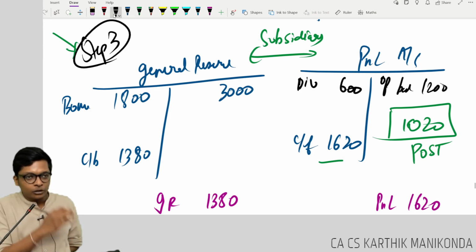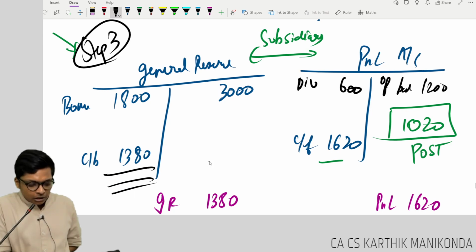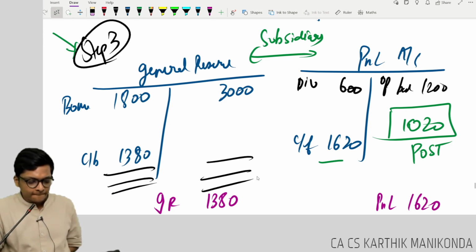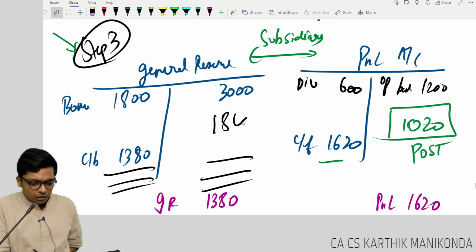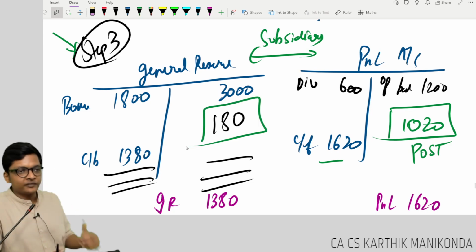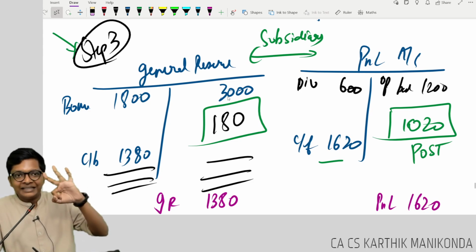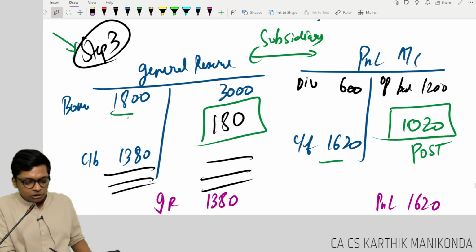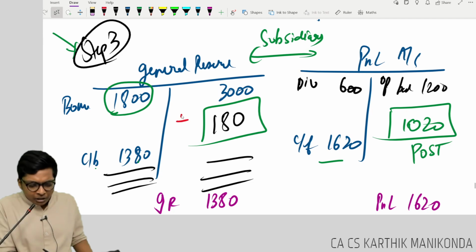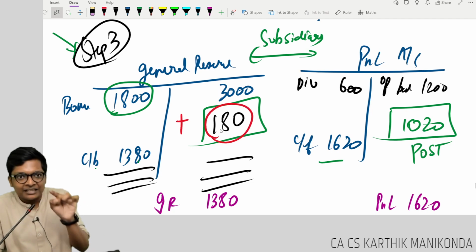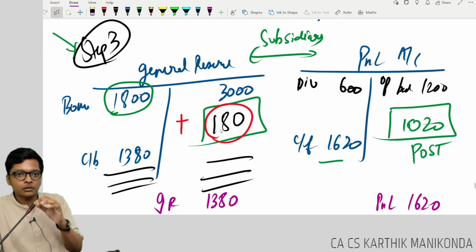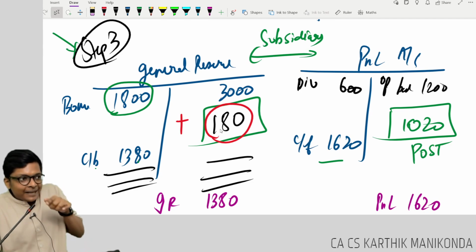I'm coming to that next. General reserve, if you close, how much is that? 180. We are not yet done. So 180 is coming over here. Correct. So what is the meaning of this? That means general reserve had an opening balance of 3000. I used 1800 for bonus. So my closing is 1380. There is a positive 180 in general reserve. That means what? That means money came to general reserve.